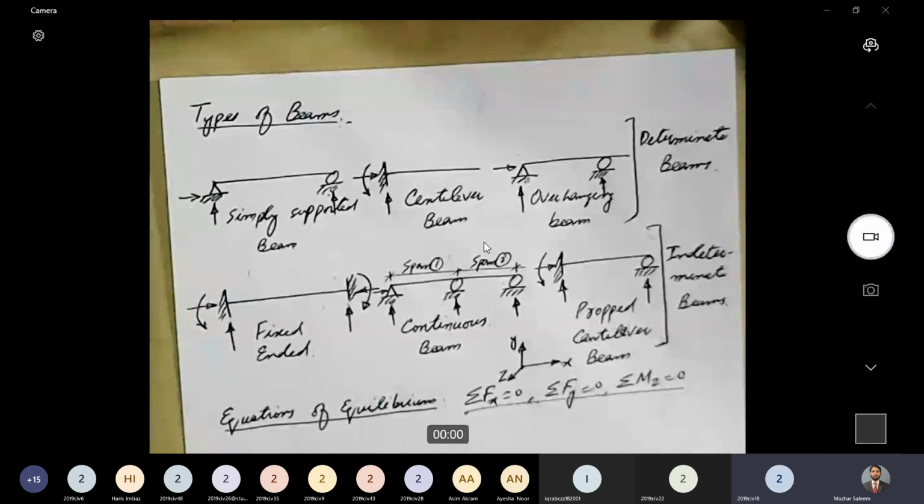Sir, while analyzing a beam, do we consider the friction between the support and the beam? At this point, no. We do not consider that.